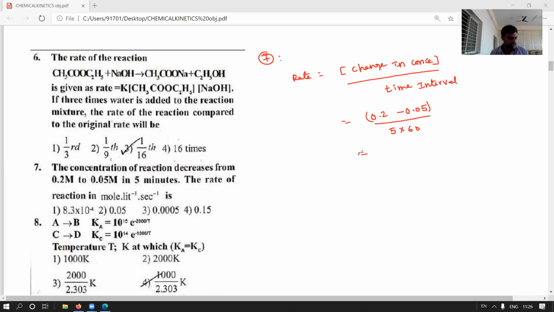Then on solving this, 0.2 minus 0.05 is nothing but 0.15 by 5 into 60, then we'll get 0.0005 mole per liter second inverse. That is the correct answer. Let's see the 8th question.